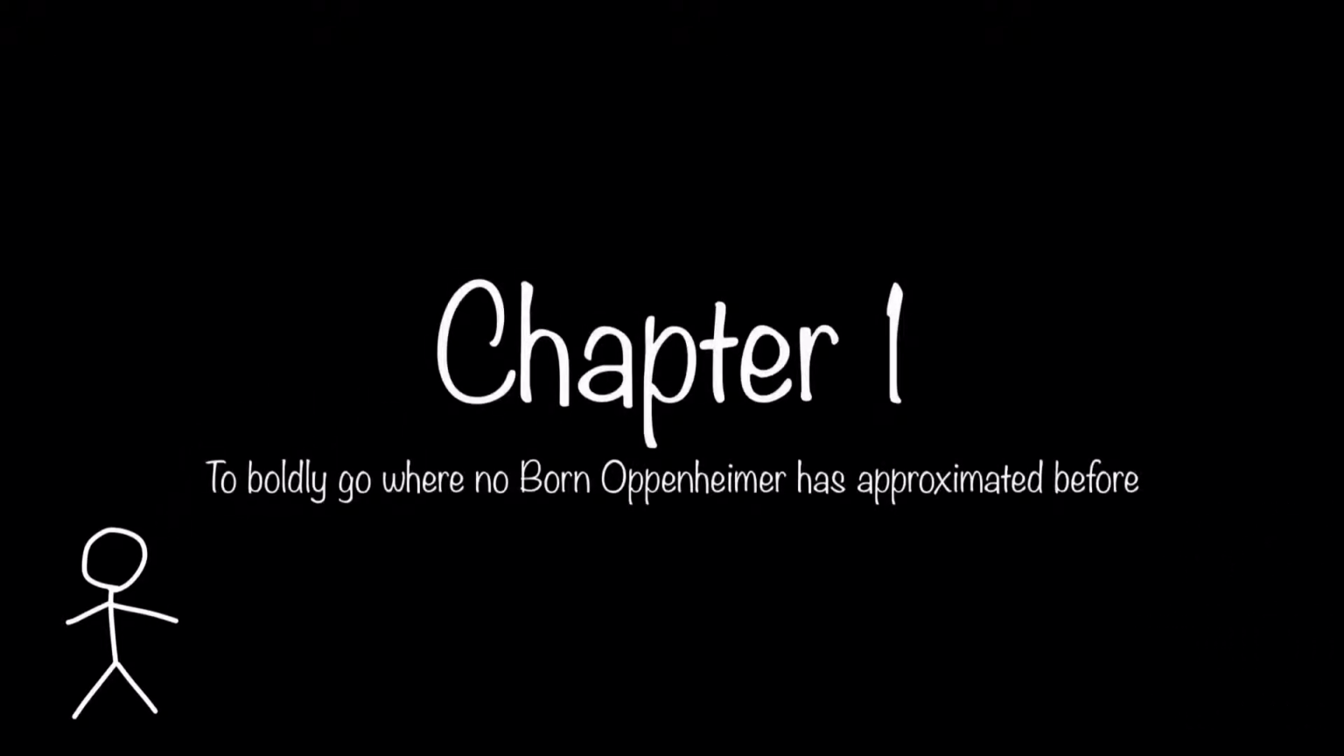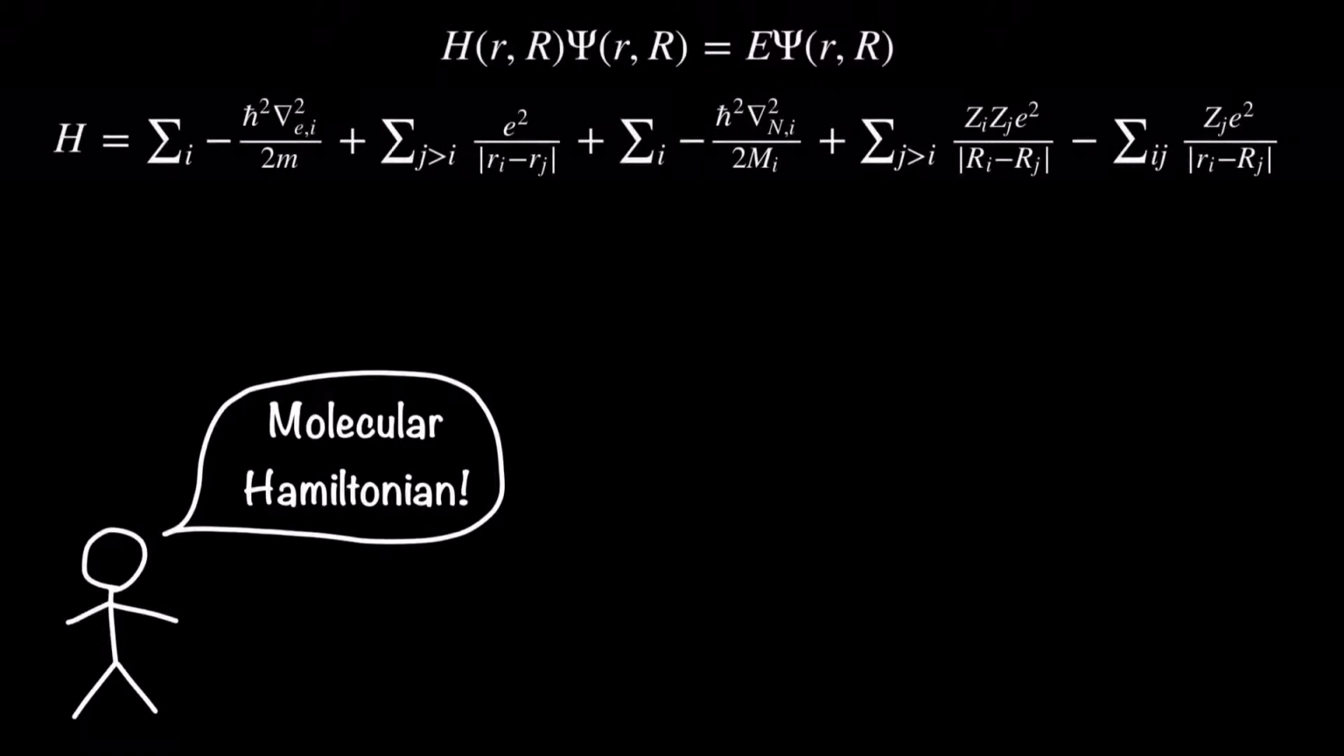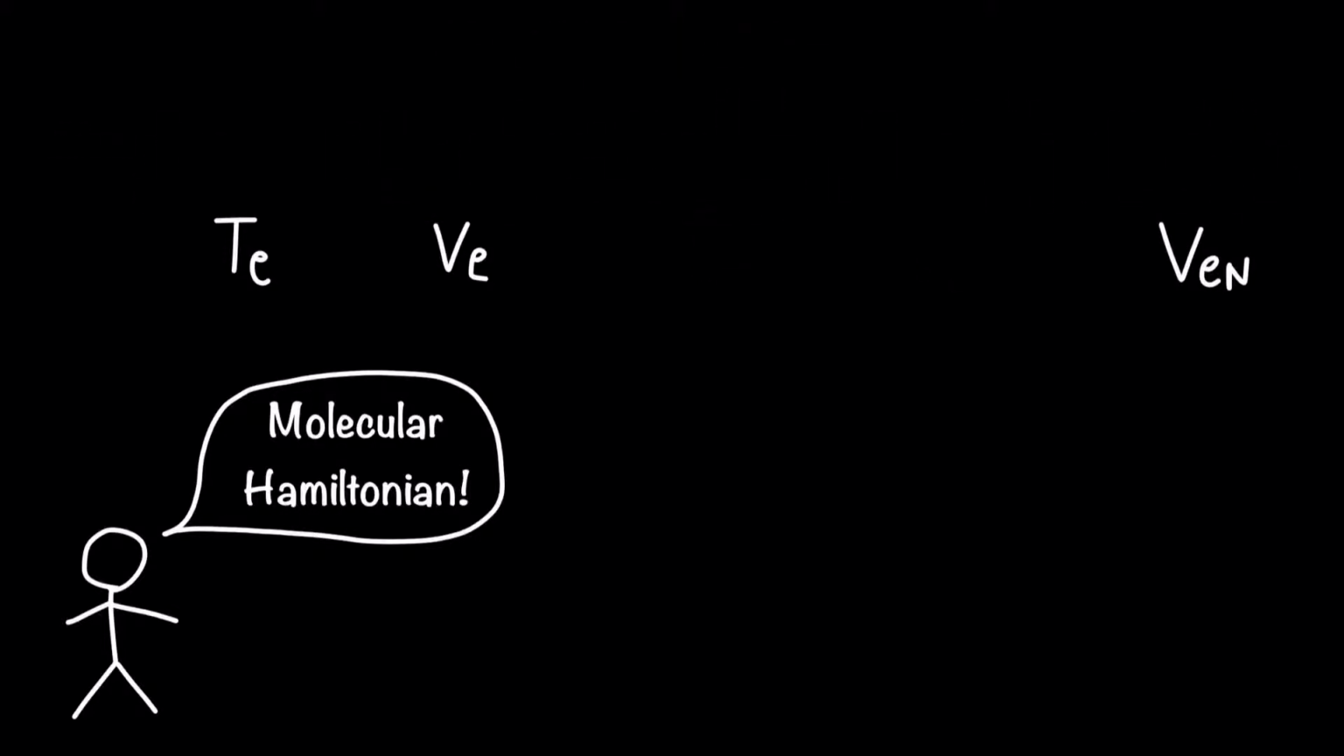Chapter 1. To boldly go where no Born-Oppenheimer has approximated before. We start our journey at the familiar molecular Hamiltonian. There's kinetic and potential energy terms for both the nuclei and the electrons, and to make matters even worse, we have to consider their potential interactions with each other. Most of the time, this is impossible to solve, so alas, we are forced to tackle a lesser portion, the electronic Hamiltonian.